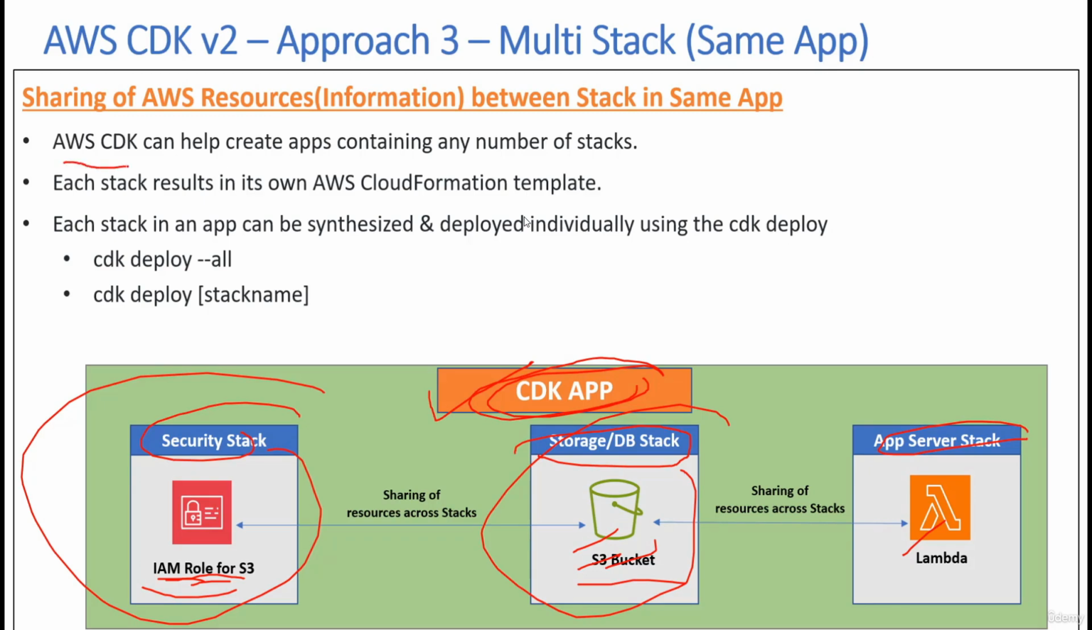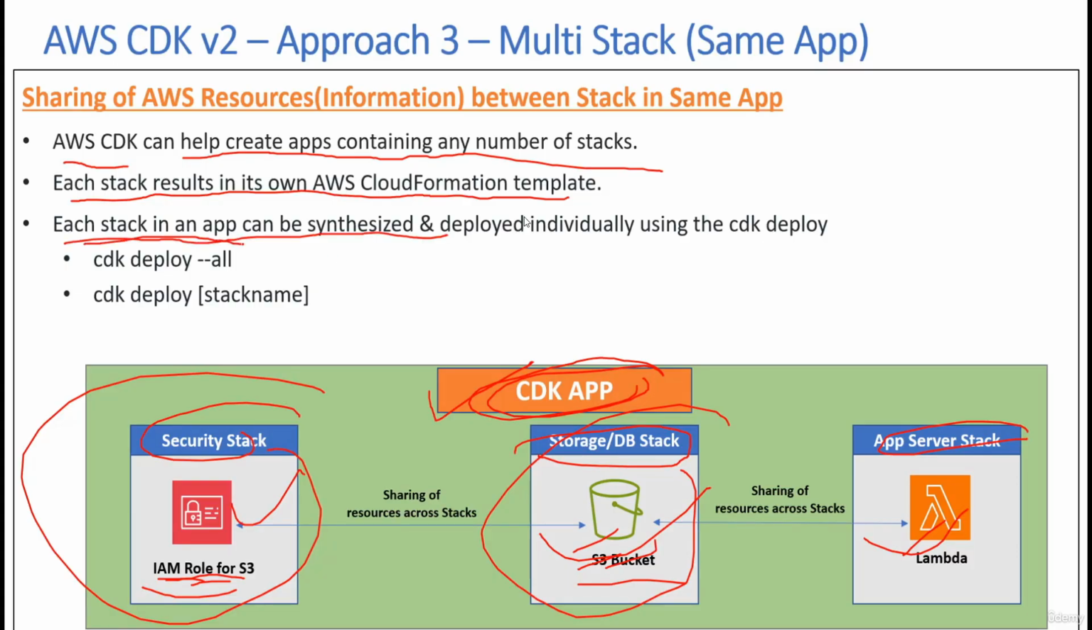So in AWS CDK, you can create apps containing any number of stacks. So you can have multiple stacks. That really depends on your strategy based on what we just discussed. Then each stack would result in its own CloudFormation template. So in this case, you have three stacks, so you will have three different CloudFormation templates that will be generated.